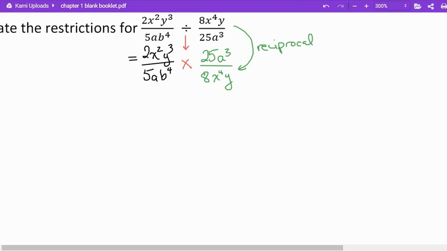Before we multiply them, let's simplify. So let's see if we can cross cancel anything. Okay, well, I can cross cancel the 2 and the 8. So I divide each by 2, and the 2 becomes a 1, and the 8 becomes a 4. I can cross cancel the 5 and the 25, right? So the 5 becomes a 1, the 25 becomes a 5.